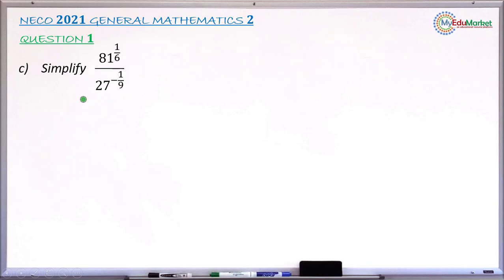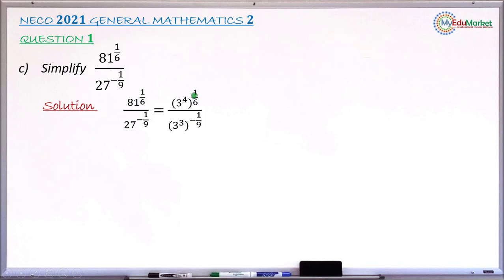So let's attempt to answer this very question together. Solution to the problem, copying the given fraction: 81 to the power of 1 over 6 over 27 to the power of minus 1 over 9. What you do first is to change 81 and 27 to index form. So 81 can be changed to index as 3 raised to the power of 4, while 27 can be changed to index as 3 raised to the power of 3.